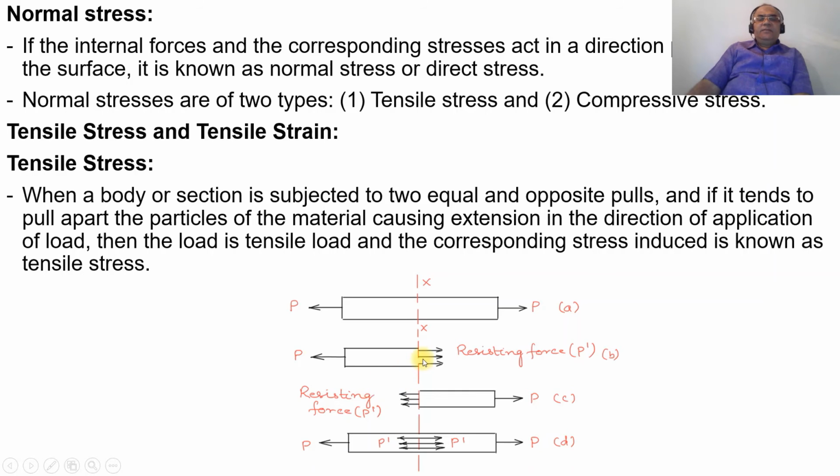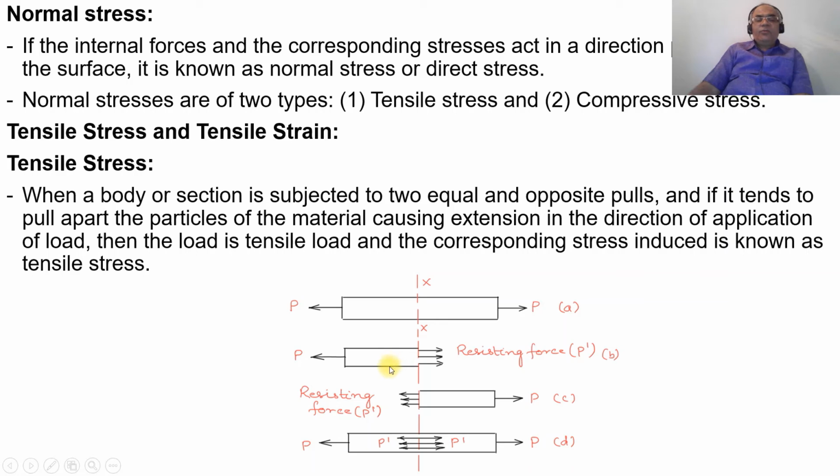But since we say that the member is in equilibrium, when will the member be in equilibrium? When you have an equal and opposite force acting in this direction. That means the body will tend to move in the left direction. I want to prevent the body from moving left, and due to the application of load, the member should remain in the same position.